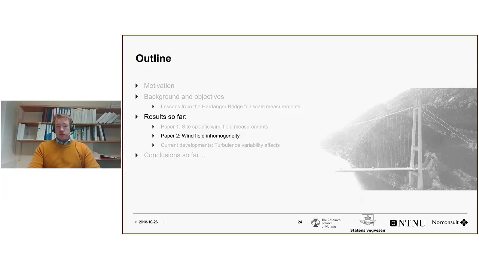So from these previous investigations, we saw that we have a very non-uniform wind field along the bridge span. So the next study targets the widely used assumption of wind field homogeneity. For extremely long bridges, such as the ones proposed for the coastal highway route E39, a uniform wind field for the whole structure becomes less likely.